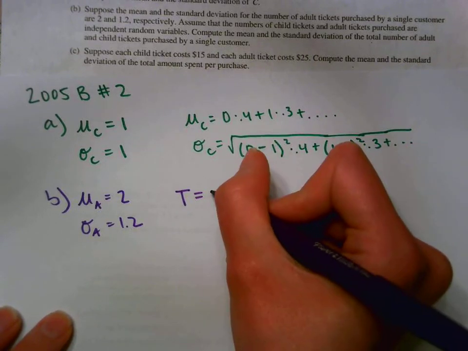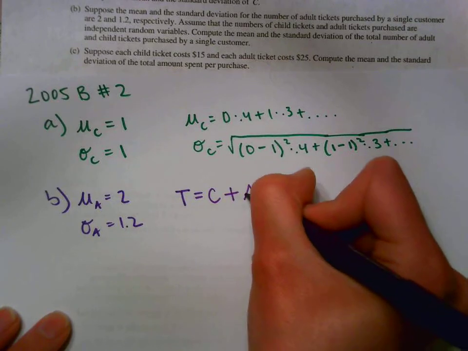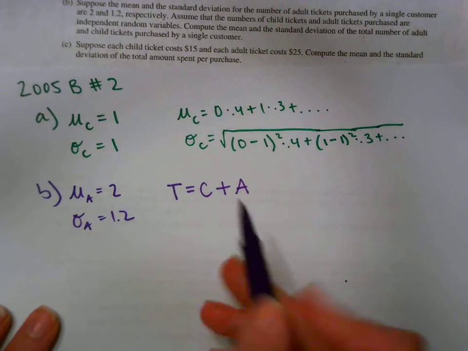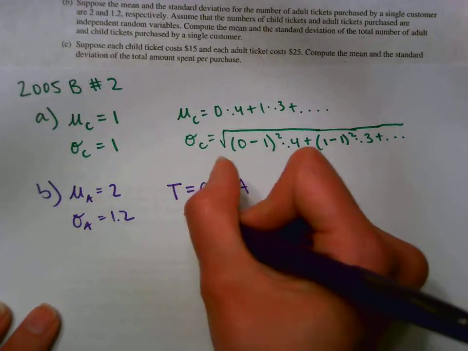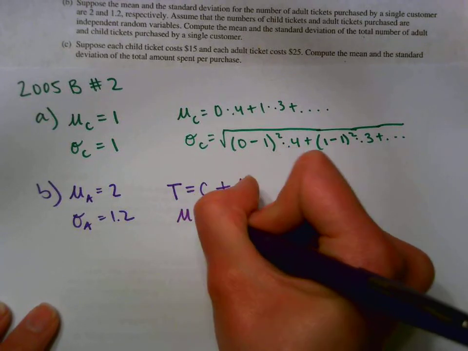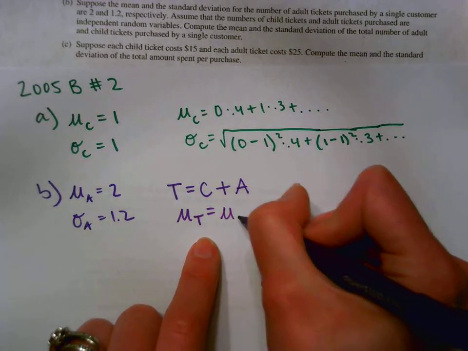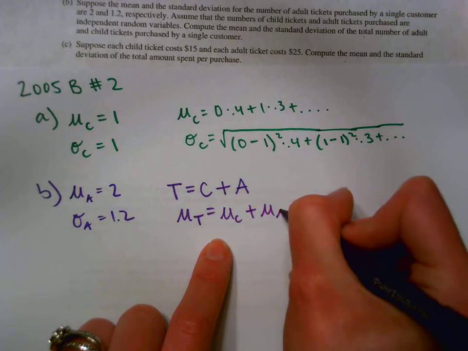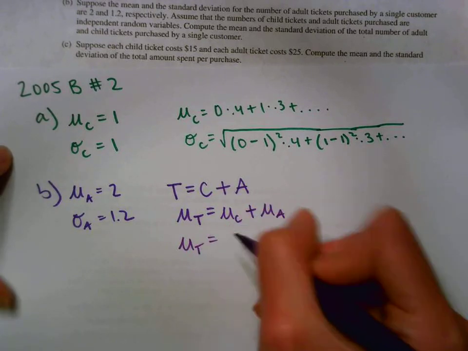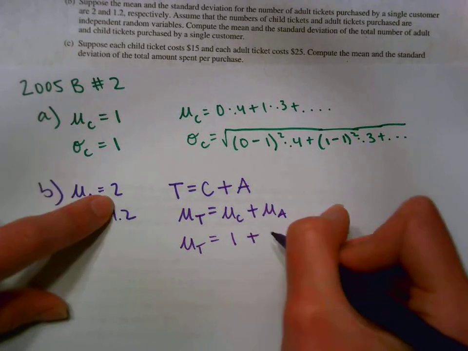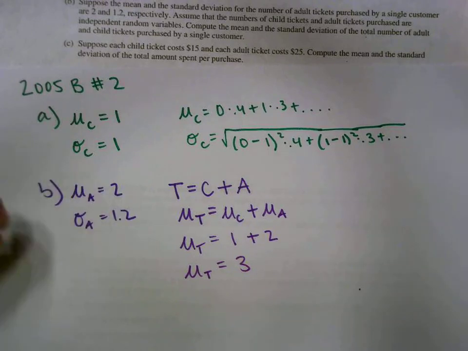And what are you doing to get the total? You're going to take the amount of children tickets plus the amount of adult tickets. So you're adding your variables together. So then that means the mean of T, since you're adding two variables together, is going to be the mean of C plus the mean of A. So we can go ahead and get that value. Mean of C is 1, the mean of A is 2, so the mean for your total is 3.